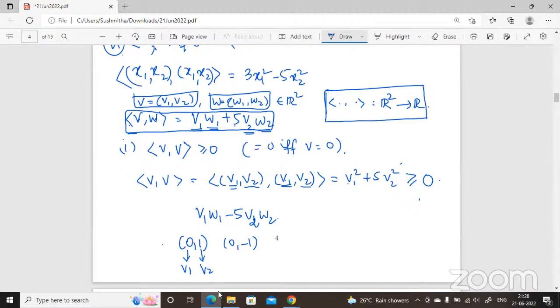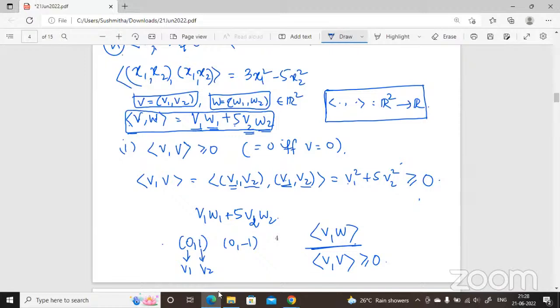If I don't write minus 5 in the equation written above, I write plus 5 and multiply, then also I get negative. No, I am not interested in V, W. I am interested only in V, V to be greater than or equal to 0. I am not telling V, W has to be positive; V, W can be anything. But when I take the inner product of the vector with itself, it has to be greater than or equal to 0.